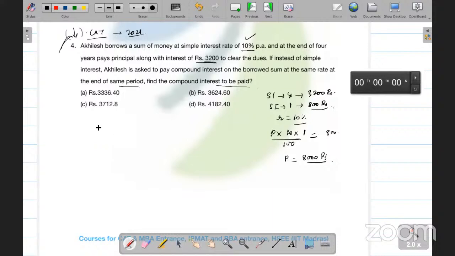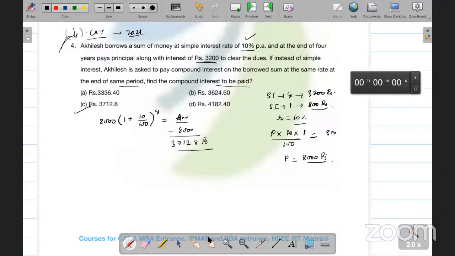And all you need to do now is to calculate by using the compound interest formula 8,000 into 1 plus 10 by 100 to the power of 4. Correct? And it should give us the amount at the end of 4 years. And from this amount, if I subtract 8,000 rupees, I will get 3712.8 rupees. This is the basic method of solving. So Subodh, your answer is absolutely right.